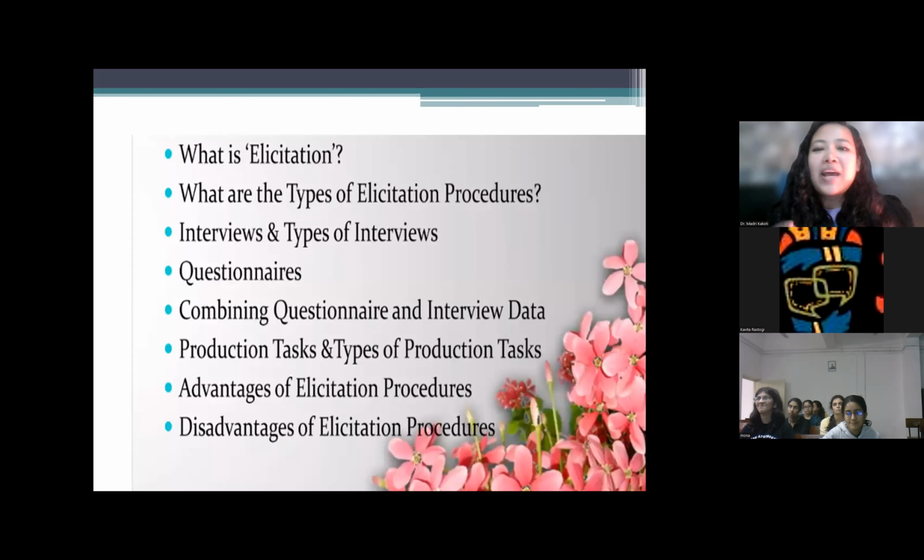Okay. Now, what is elicitation? We have talked about it. It's the extraction of data. It's trying to get information out from an informant. We will be talking about the different types of elicitation procedures: interviews, types of interviews, questionnaires, combining questionnaires and interview data, production tasks and types of production tasks, and the advantages and disadvantages of the elicitation process. Okay.